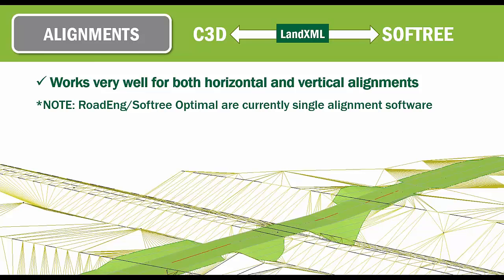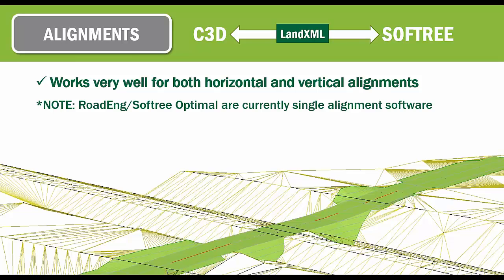One little caveat: right now Softree, RoadEng, and Softree Optimal are single alignment software. That may change in the future, but right now you're working with a single main centerline alignment. If you have other alignments, for example the edge of a road or a ditch line, those alignments would have to be brought in as a polyline, simply a polyline. So there's a couple of extra steps to bring in what we call controlling alignments into the Softree environment.